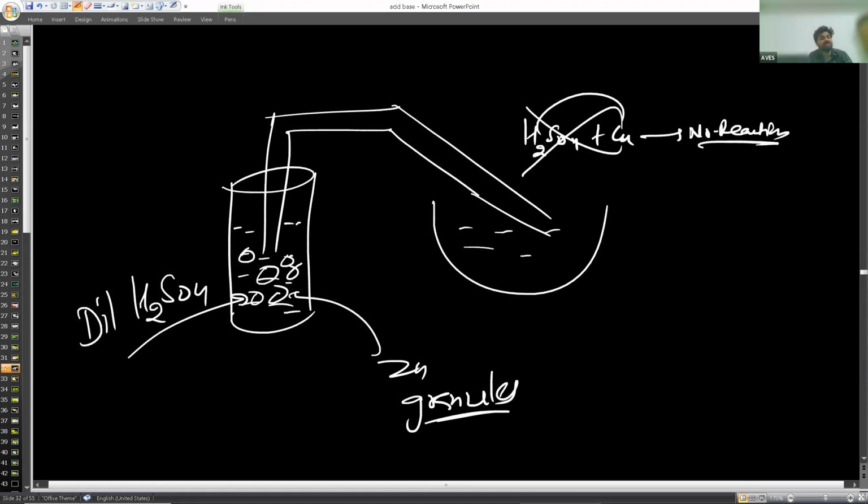If it is zinc instead, zinc is more reactive than hydrogen, so it will displace it. But copper is less reactive, so it will not displace. Simple. Have you understood the concept now?